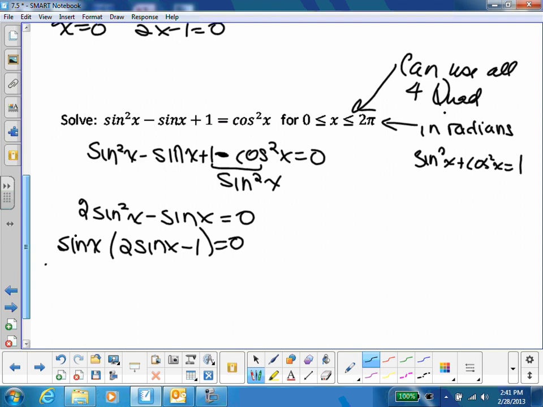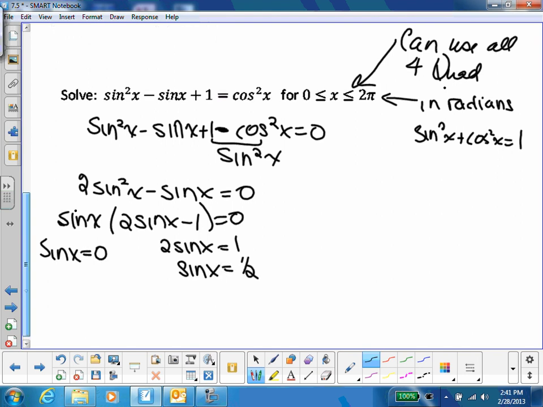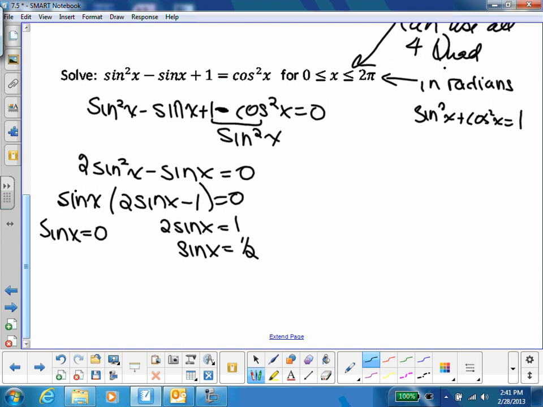So therefore, the sine of x is equal to 0, and 2 sine of x is equal to 1, or the sine of x is equal to 1/2. Okay, I'm allowed to use the entire unit circle because that's what my domain says. So where does the sine equal 0? At 0 and? But I need my answer in radians. So I'm going to say 0 and pi.